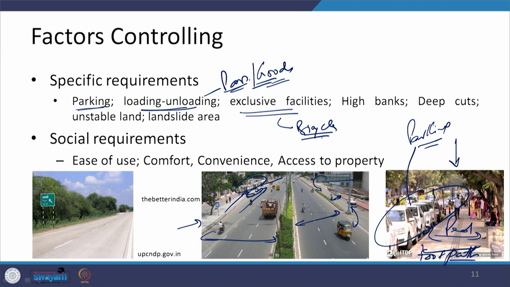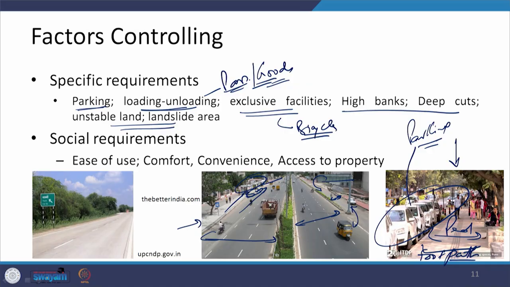In some cases, like when you are talking about a canal or a road which needs to be constructed on an embankment, high banks, deep cuts, all of those areas, or where the land is unstable or prone to landslides, rock falls or soil flow, there also we need to have extra land acquired in the very beginning, to take care of all of these conditions so that the road keeps working in its functional form and the traffic keeps moving. So, this is how we are going to provide the facilities.